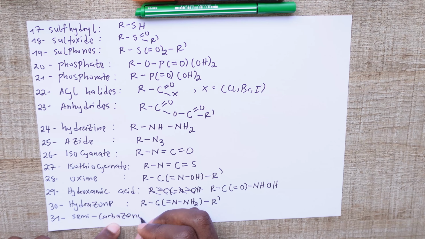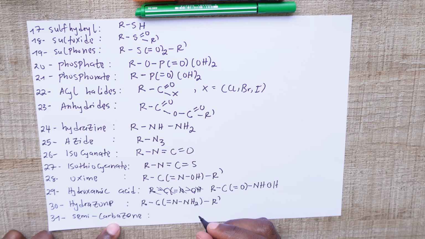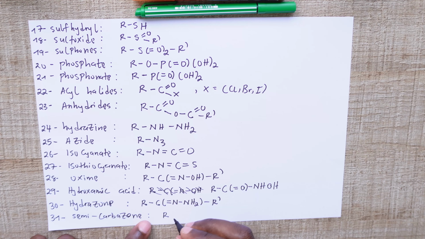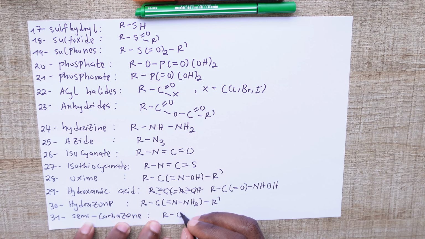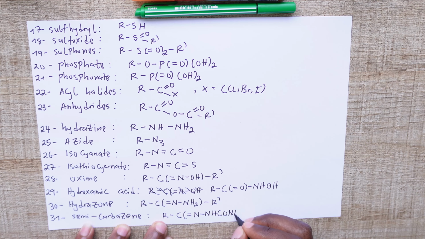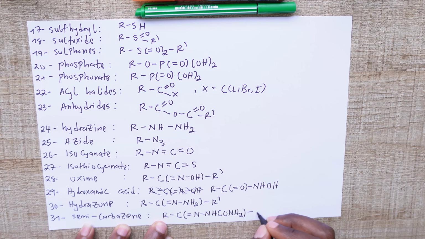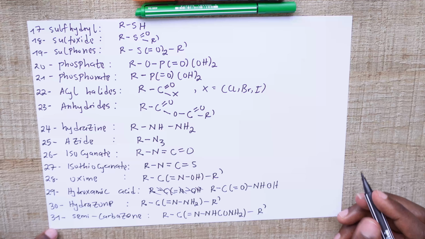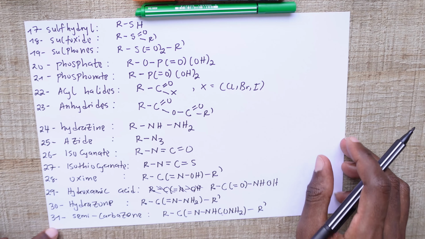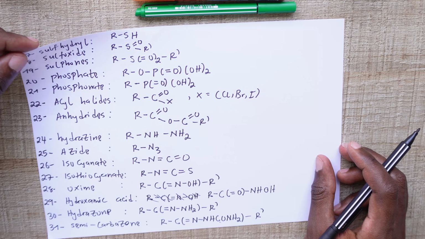This paper, stay quiet, right? Which have as functional group, it's a bit long, so you have R, C, okay, this paper is shaking, so R, C, then N, NH, CO, NH2, then R prime. Okay, so it's very similar to the hydrazones, but for the fact that you have an extra CONH2 here.